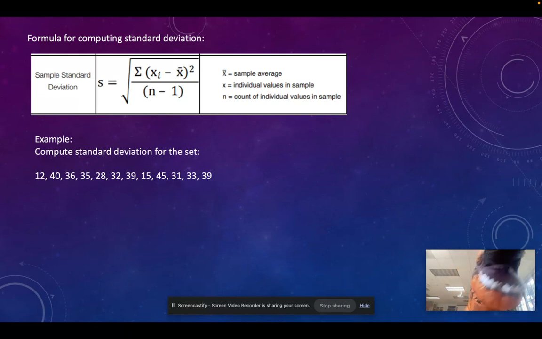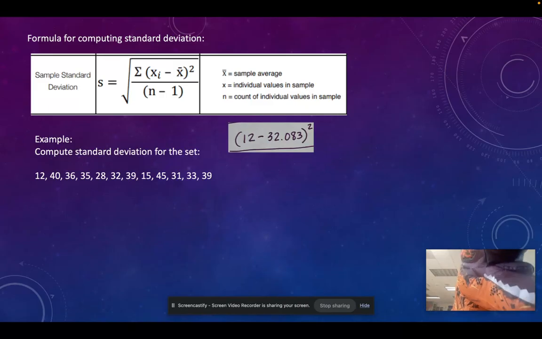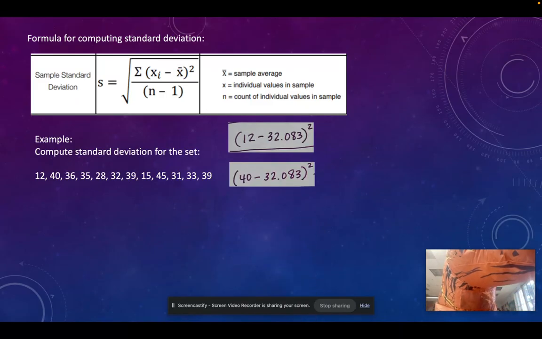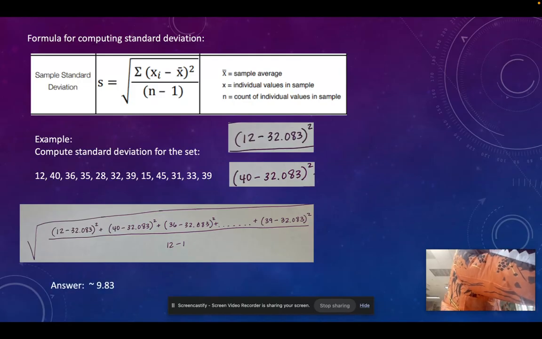For example, let's look at that data set we looked at before. Remember the average was 32.083. You're going to take the first value in the data set, 12, subtract the average, or the mean, and then square. Then take the second one and do the same thing. Then add up those numbers, divide by 12 minus 1, so divide by 11, and then square root the whole thing. You'll get about 9.83. But that's pretty complicated.